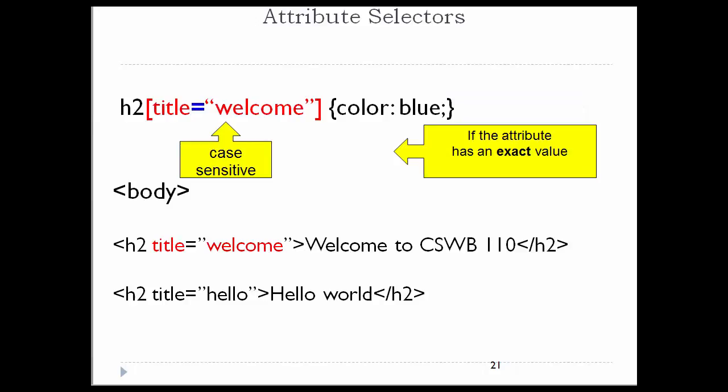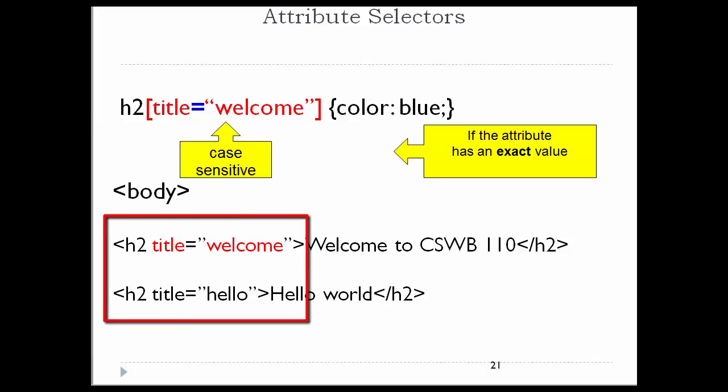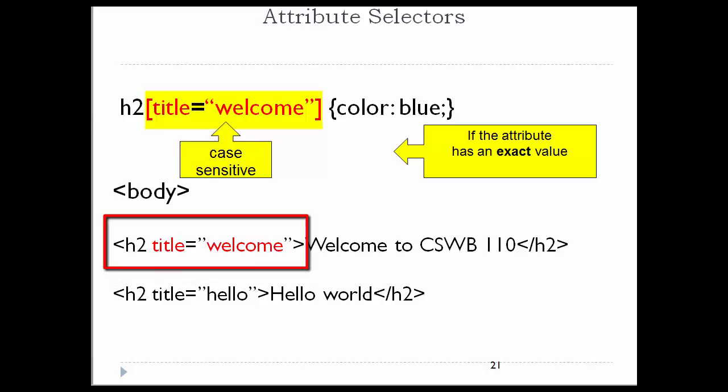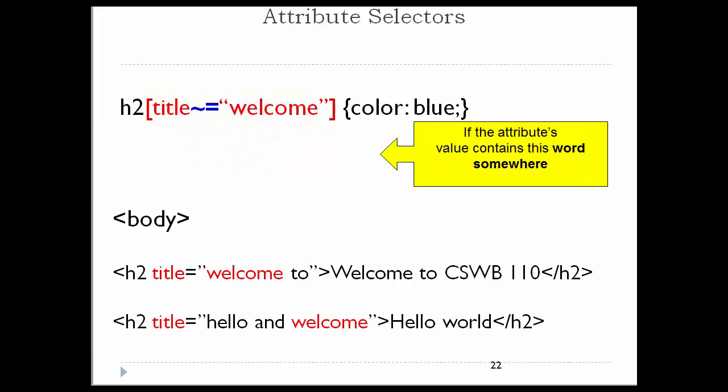We can further refine conditions for attribute selectors. If you look in the body section, we have two title attributes: title equals welcome and title equals hello. In our CSS section, we have H2[title=welcome]. So this would be a match for the title whose value was exactly welcome. Notice that it is case sensitive, so it would only apply to the first.